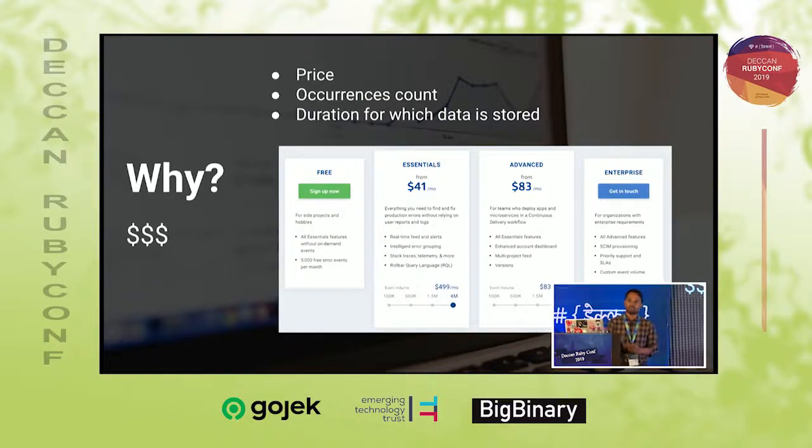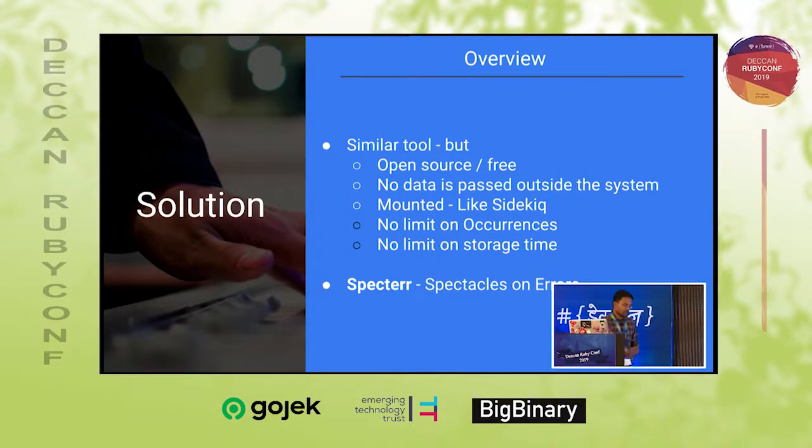These tools are pricey, so they have some cost associated with them. There are limitations on the count of occurrences they track. There are limitations on the duration for which the data is stored. Some of them will store for 3 weeks, 6 weeks, 6 months max, not more than that. As you can see, there are different price plans and different limitations associated with each and every plan.